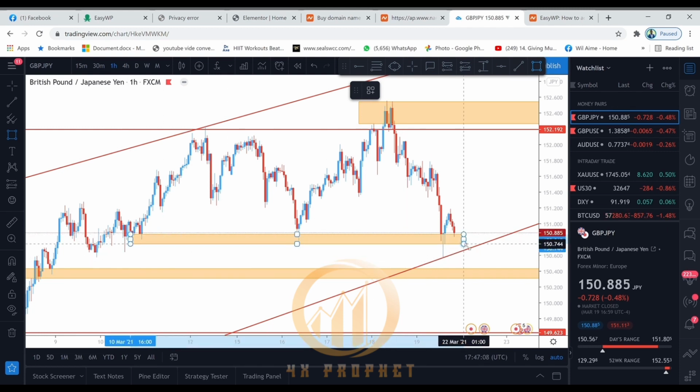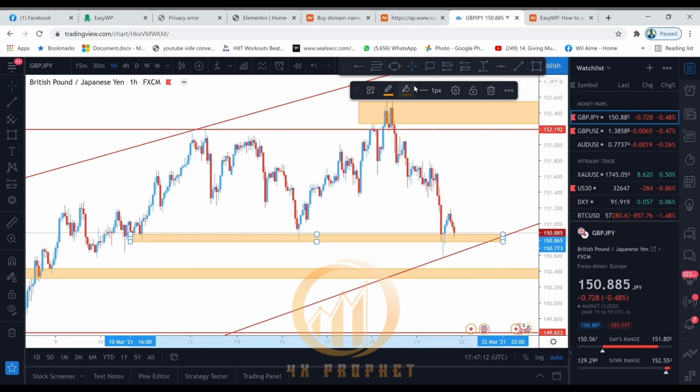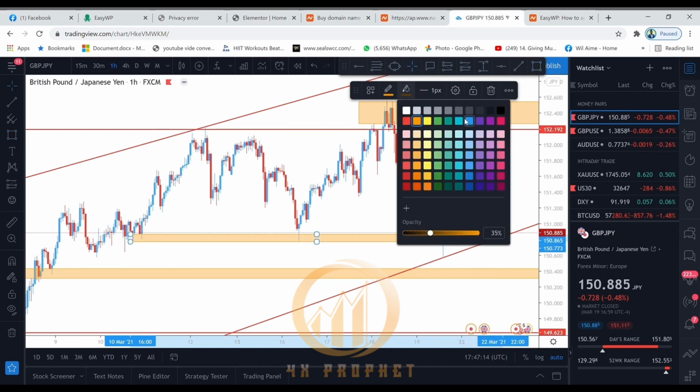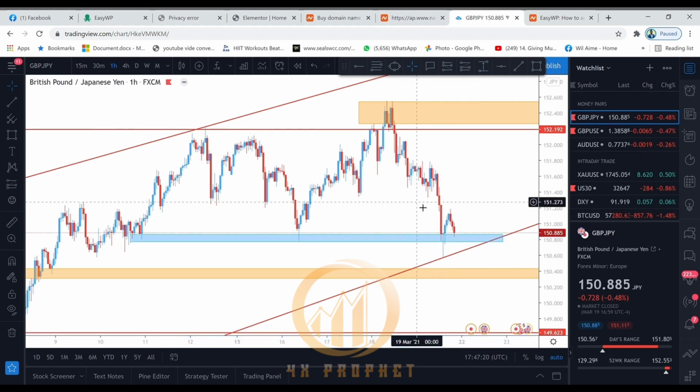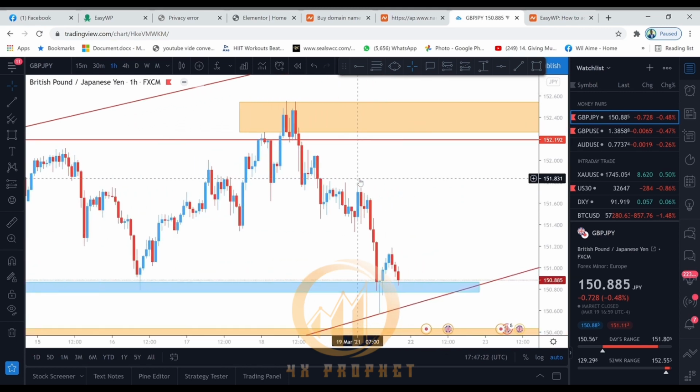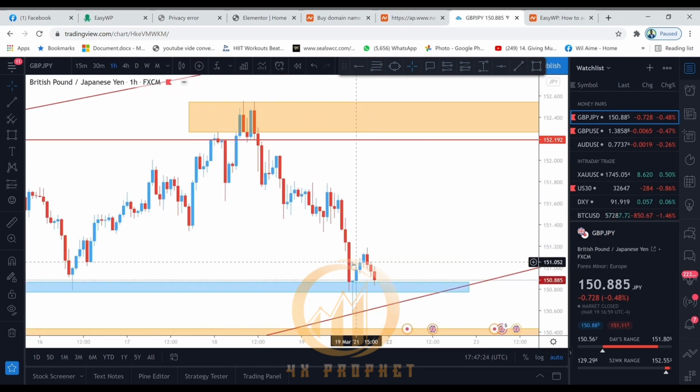All right, awesome. I want to make this blue because it's on my 1 hour. There we go. Legit. Now I'm going to look for my resistance, my strongest resistance area on this time frame.